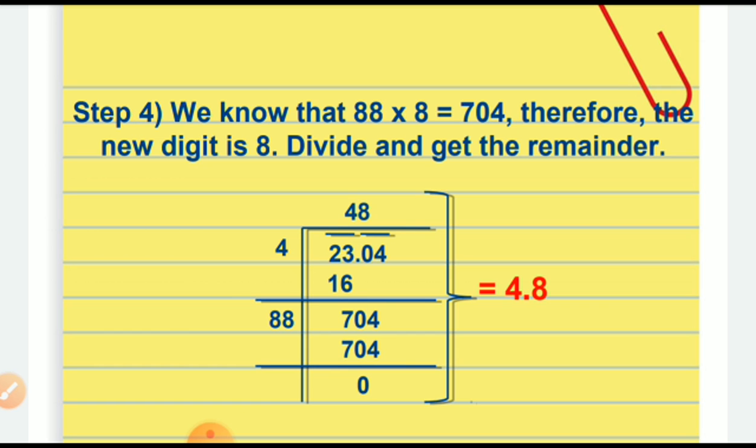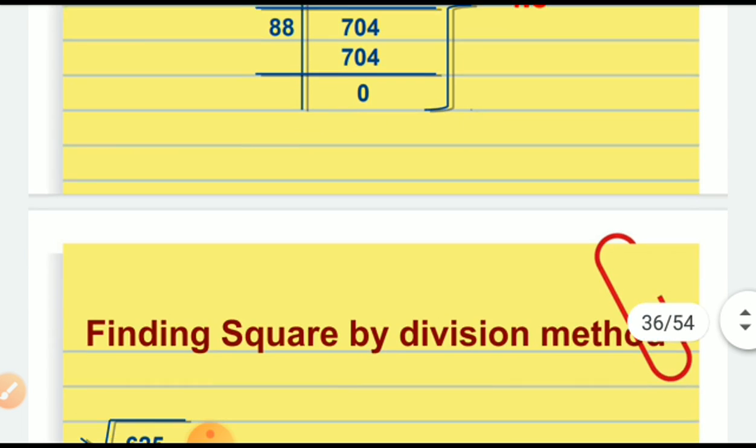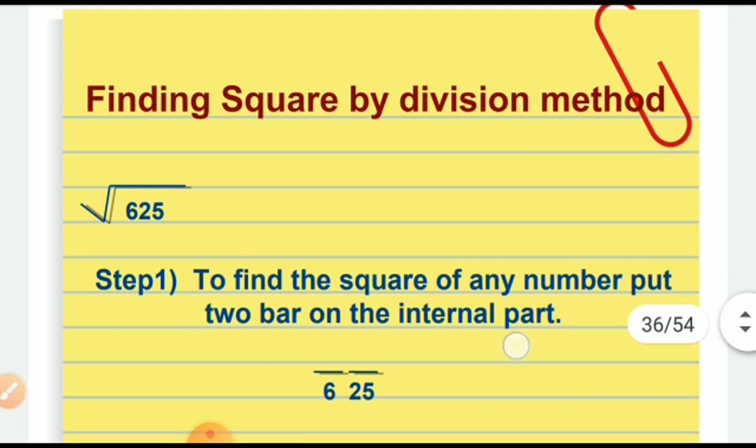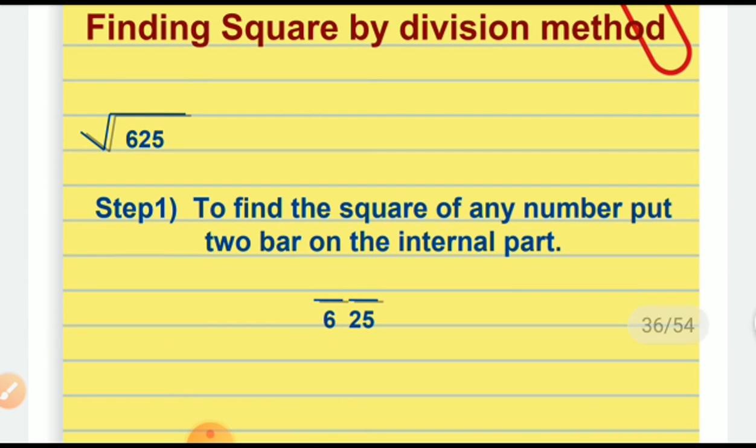23.04's perfect square root is 4.8. Clear? Finding squares by division method, under root. To find the square root of any number, put a bar on the internal part.